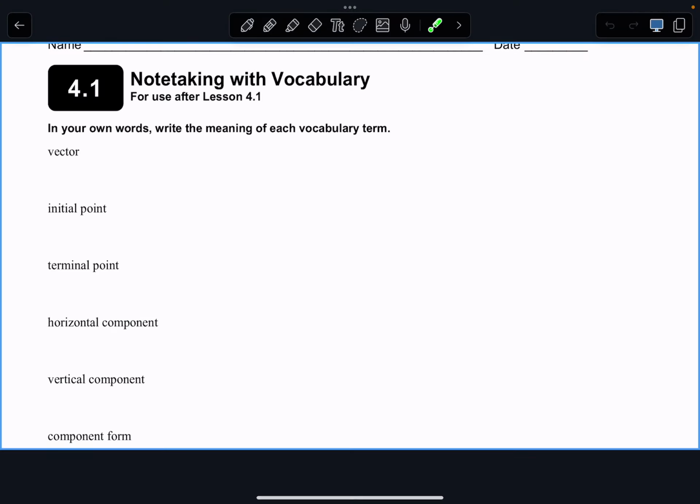All right. A vector is a mathematical quantity that has direction and magnitude.